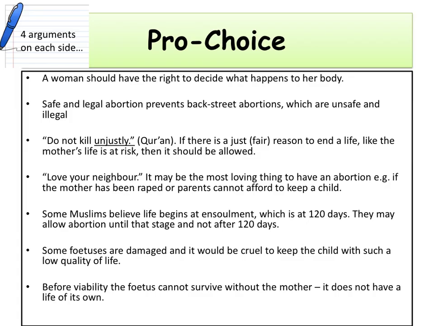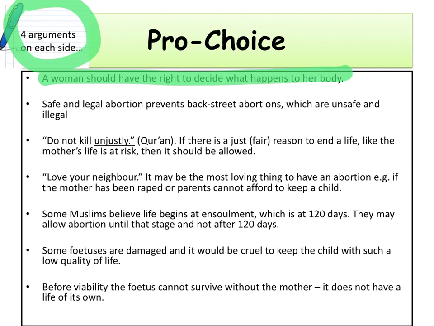Time to look at the pro-choice side of this argument. Remember, this is the idea that women have got the choice to do what they want with their body. Abortion should be allowed. Write down 4 arguments to explain this view. The first of these arguments is the simple idea that a woman should have the right to do what she wants with her own body.